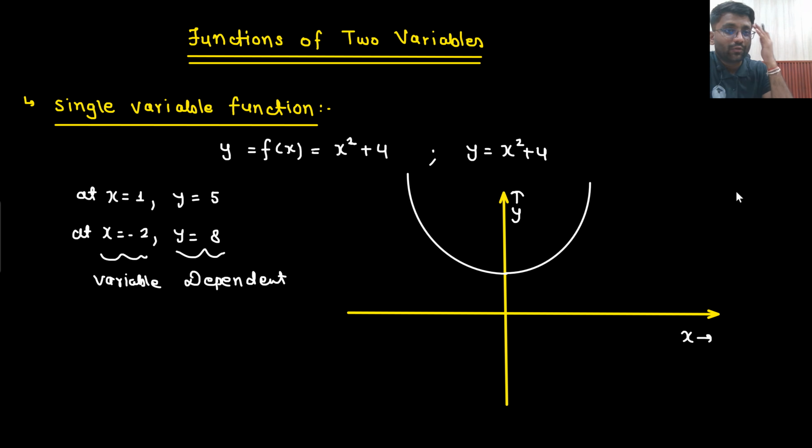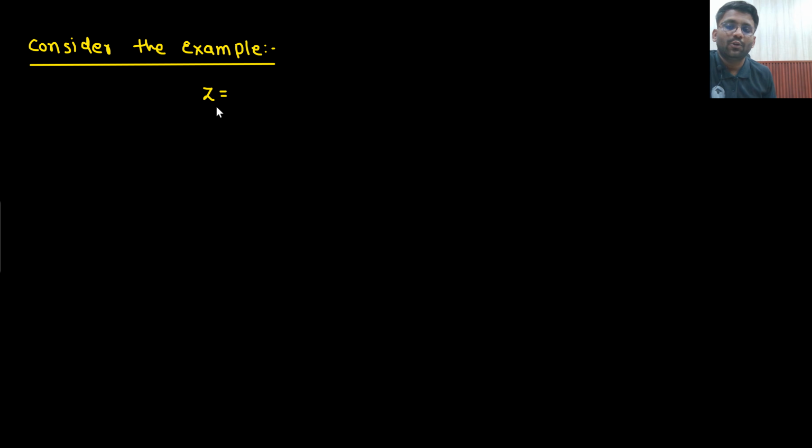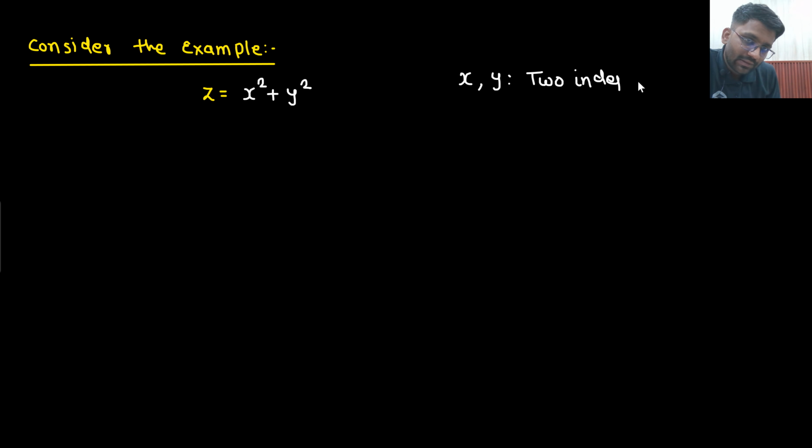This time now we need to study about function of two variable, three variable, that means multivariable function. So let's just consider a new function. We are considering z equals to nothing but x square plus y square, where x and y are two independent variable. X and y are two independent variable. What does that mean?